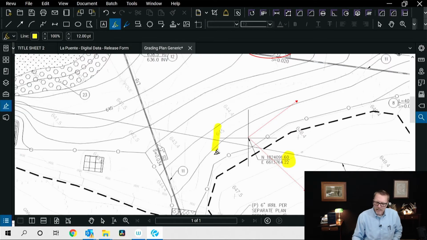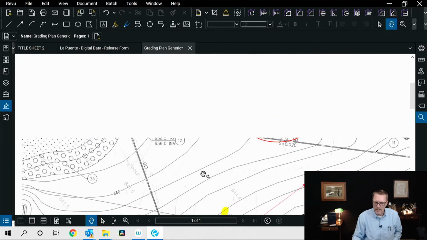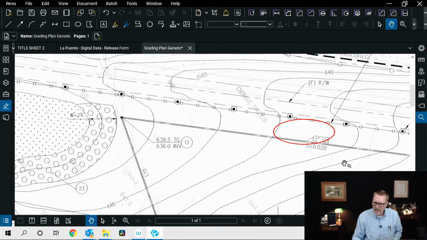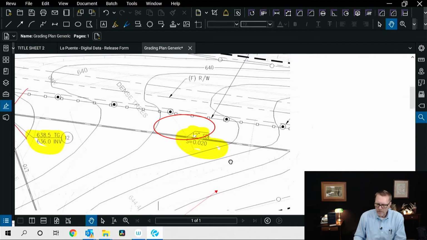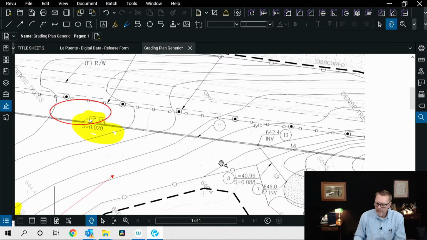So then, let's say I'm going to stake this storm drain line over here. And you see here, I'll just walk you through the plan. I have a 12-inch storm drain line, 2%. I have an invert grade here. So what you would do is you would get into this drawing, and you would scale a northing and an easting to this point.